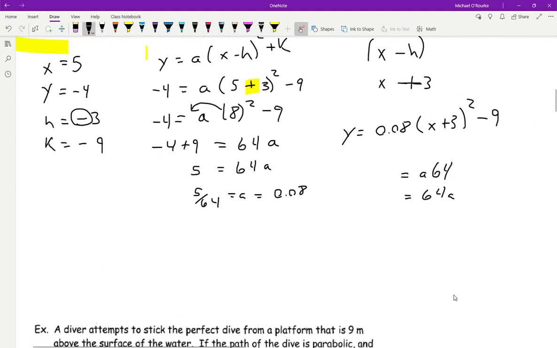Like, I could have -4 equals 64a minus 9. Then I move it over. Okay? Like, this would be the same thing. Okay? Yeah.